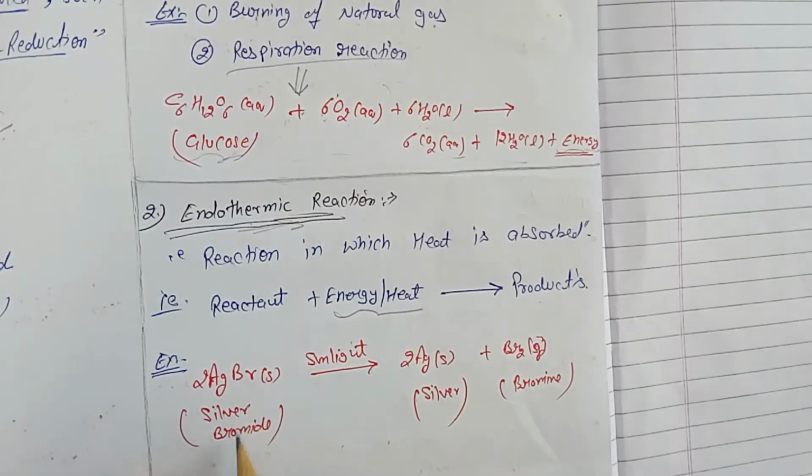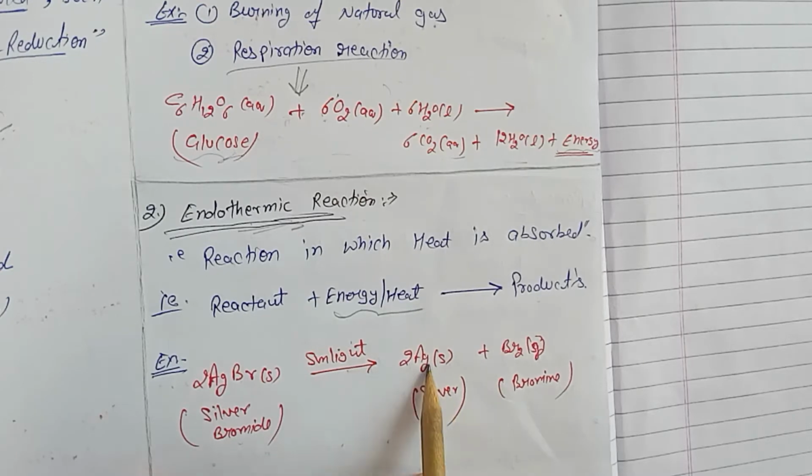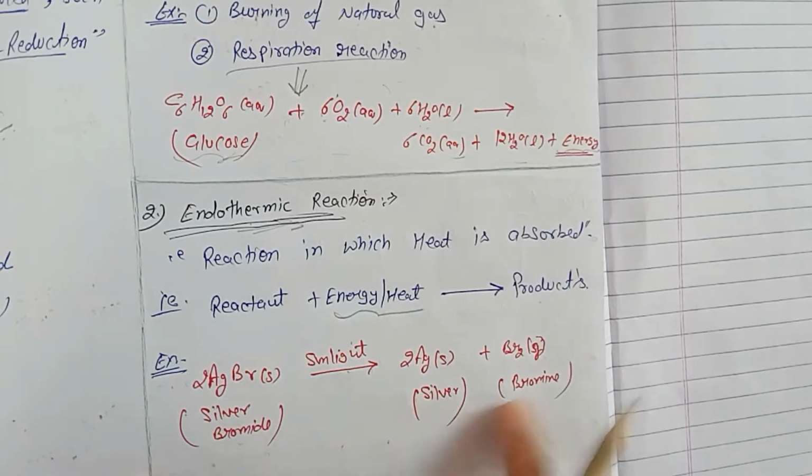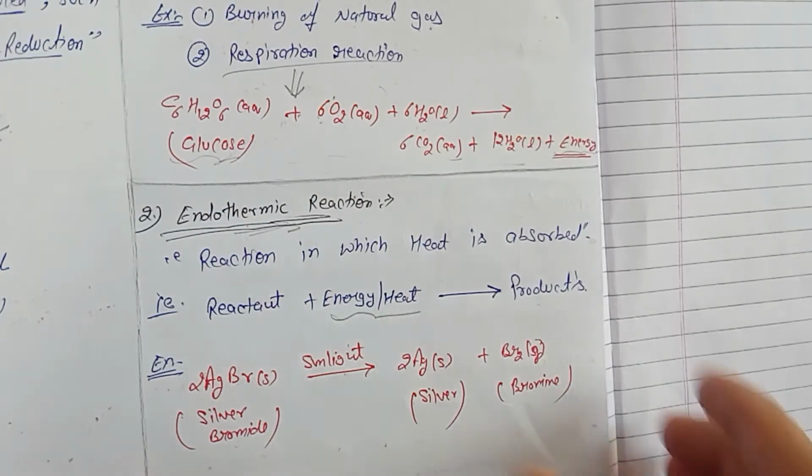Again, endothermic reaction is one in which heat is absorbed. For example, silver bromide in the presence of sunlight forms silver and bromine. This reaction is also used in black and white photography.